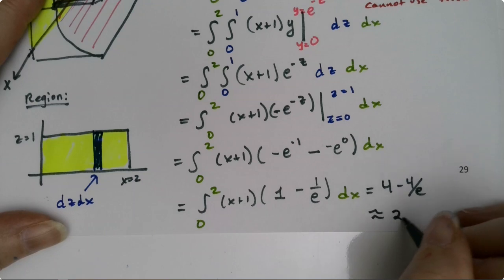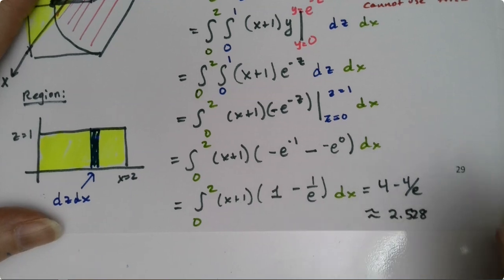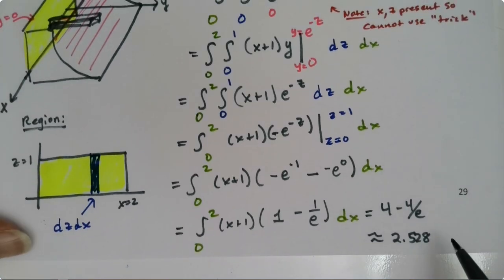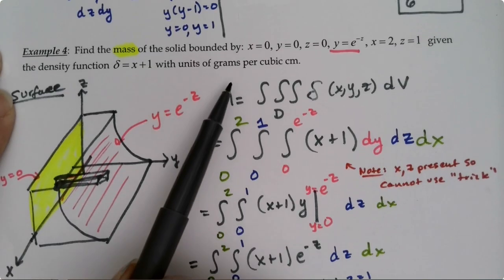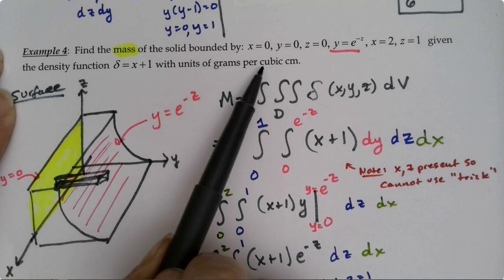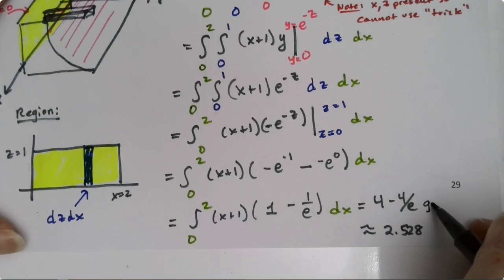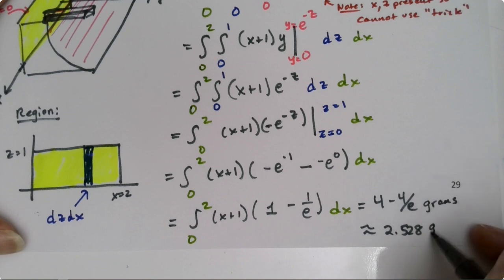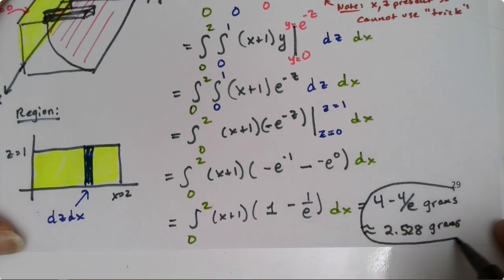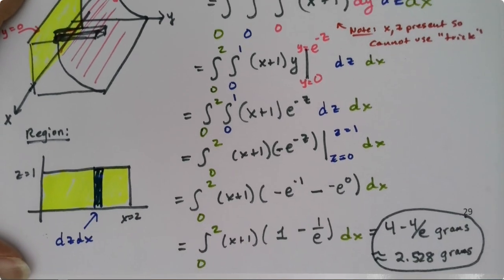So this comes out to 4 minus 4 over e, or 2.528. Okay, now we're finding mass. Mass is grams, right? Grams per volume. Volume is cubic centimeters. So this mass would be in grams, because grams is a measurement of mass.